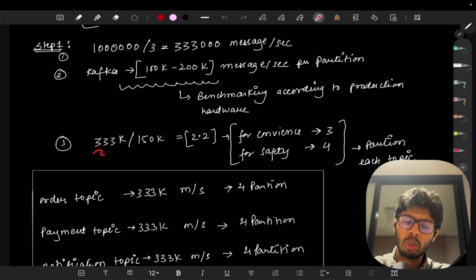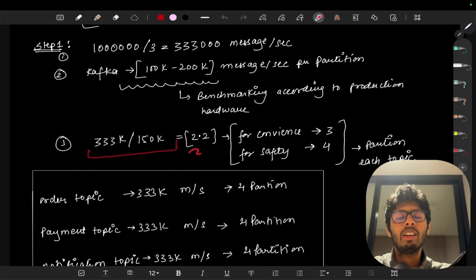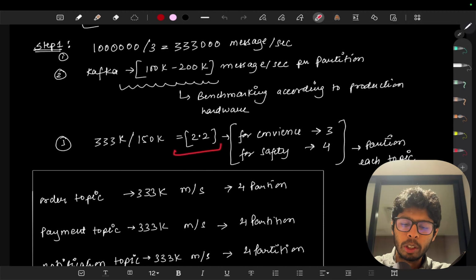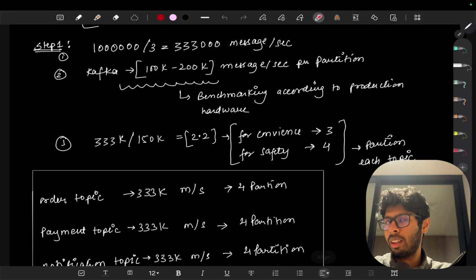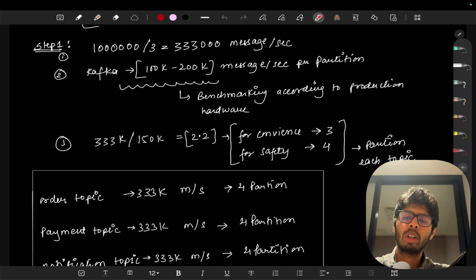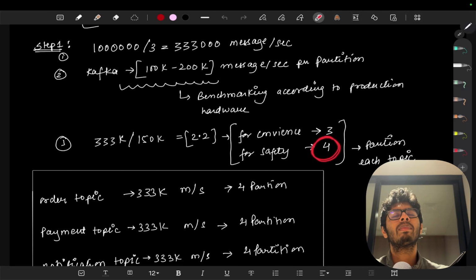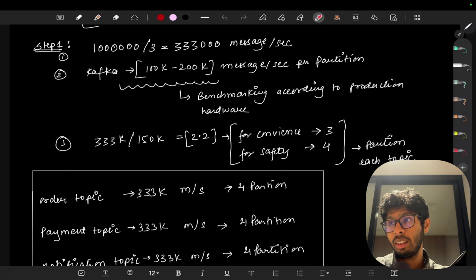So what we are going to do is divide it, and when we divide, we get the number 2.2. It means that for convenience we can take three partitions, and for scalability or safety purposes we are going to take partitions equal to 4. This can be the right answer, and you can give either answer. You can say that I can make 3 partitions, or I can make 4 partitions for safety, and both answers are right in that case.